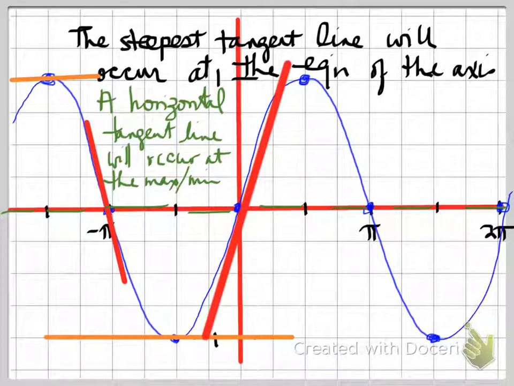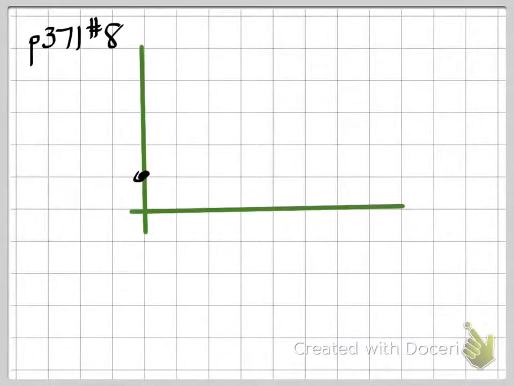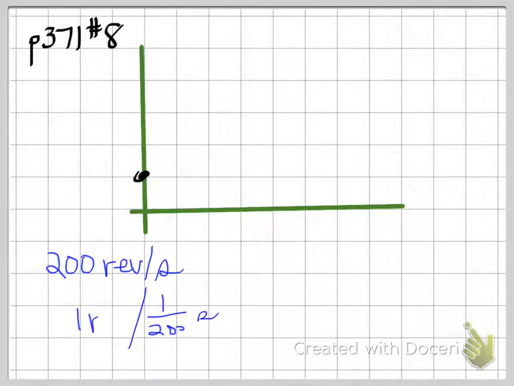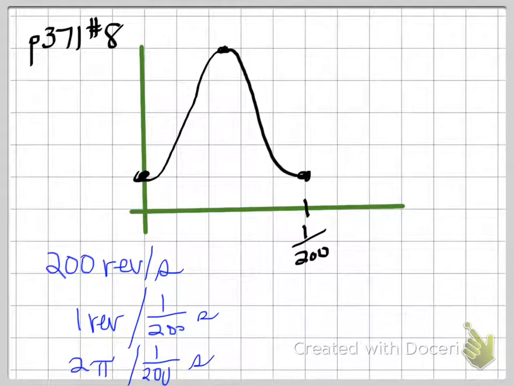So the idea is that you've got this tangent line that will be at its steepest at the equation of the axis. A horizontal tangent line, obviously, will occur at all the maxes and mins along the sine and cosine. So what we need to find is what the values are for the instantaneous rate of change and the average rate of change. So looking at an example on page 371, number 8, it asks you whether the value is going to be positive or negative at certain values.